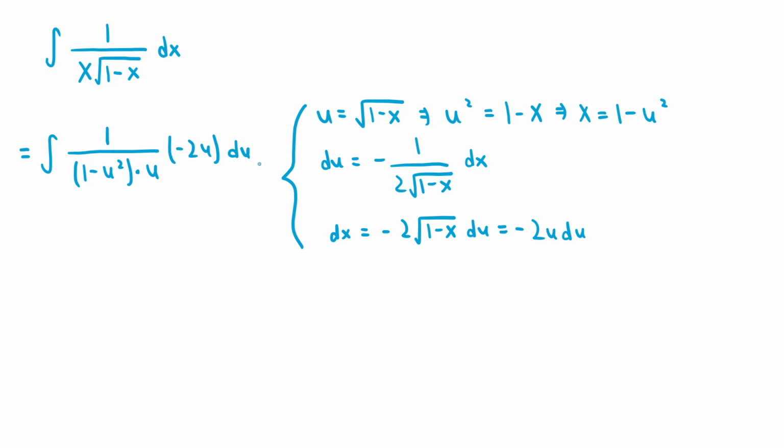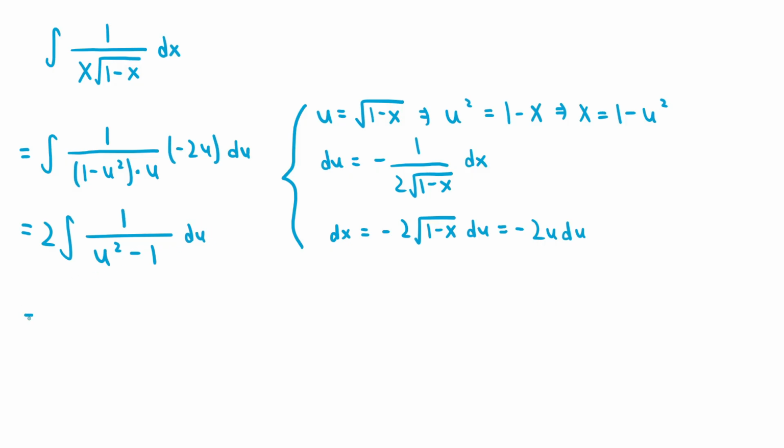I'm going to do a few things now. I'm going to first bring out the constant of 2 outside the integral as a constant multiple, and the u in the denominator and the u in the numerator also cancel out. I'm also going to distribute the negative sign into the 1 minus u squared term in the denominator, which would make it u squared minus 1. So the denominator is just u squared minus 1, since the u term in the denominator already canceled out with the u term in the numerator, and the du stays the same, so this just becomes 2 times the integral of 1 over u squared minus 1 du.